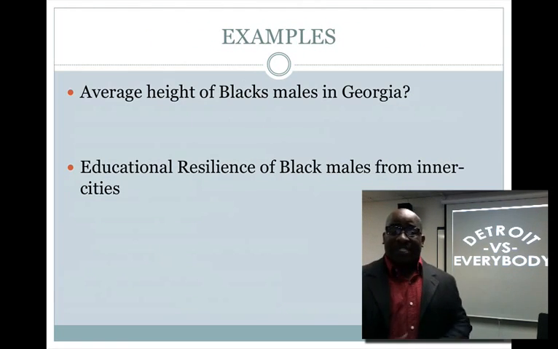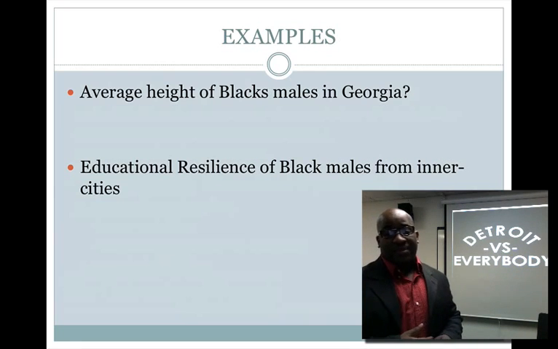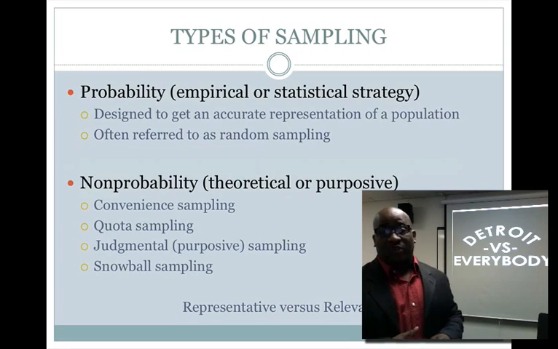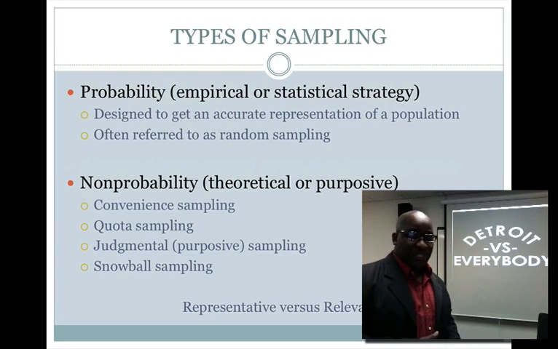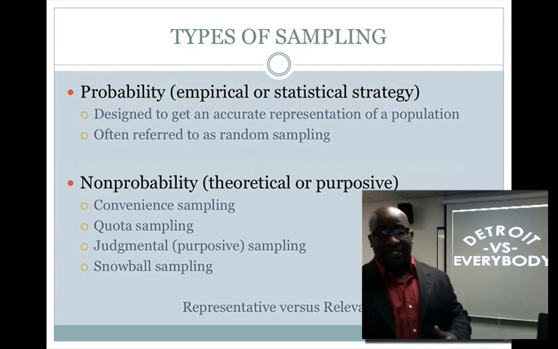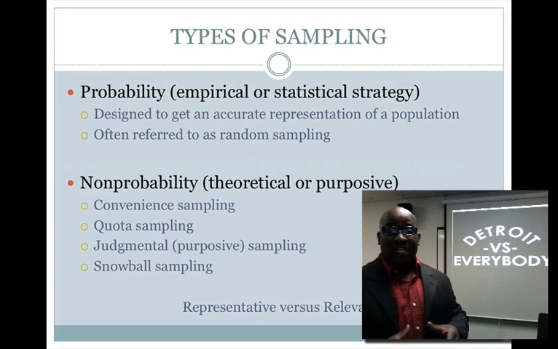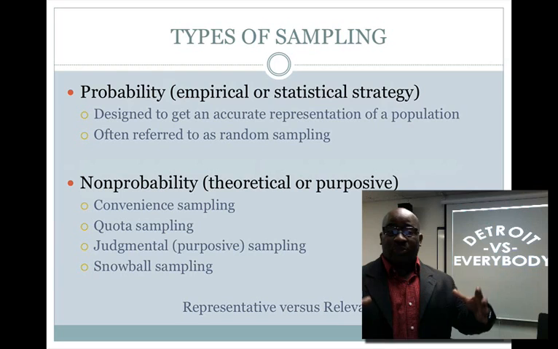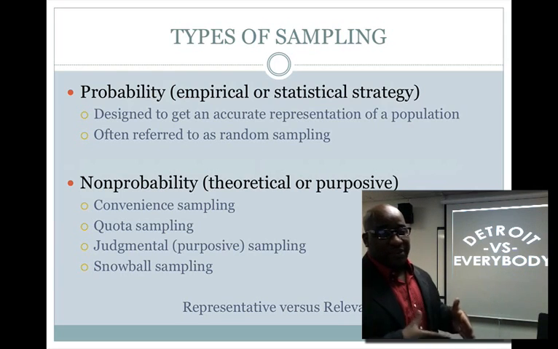If you were studying something like the educational resilience of black males from inner cities, then you'd be doing more of a non-probability approach, which is about relevance. You'd be concerned with, okay, what type of resilience in inner cities am I looking at? What type of black males should I be discovering? What kind of locations? So you want to find out about convenience sampling and other things that relate to the relevance of your study, and you're not trying to get an accurate depiction of a large population. You're focused on something very, very specific.